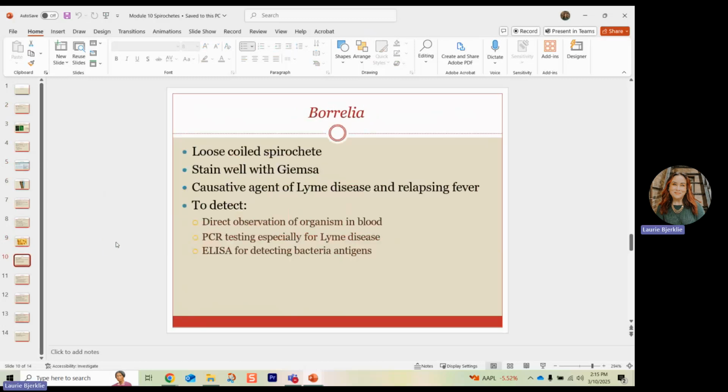All right, on to Borrelia. Borrelia is considered a looser coiled spirochete. It can stain well with Giemsa stain, which we use a lot with hematology stuff. It is the causative agent of Lyme disease, which most of us have heard of, and also relapsing fever. You can detect Borrelia through direct observation of it in the blood, PCR testing, which is how we mostly do it now for Lyme disease, and also an ELISA test for detecting bacterial antigens.